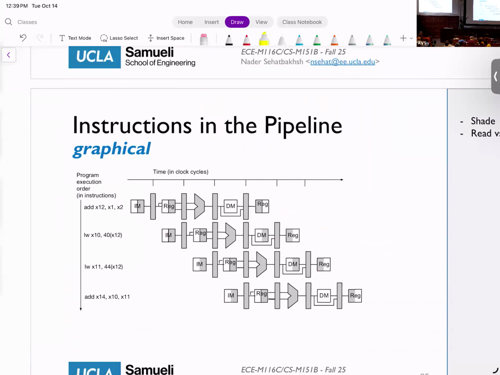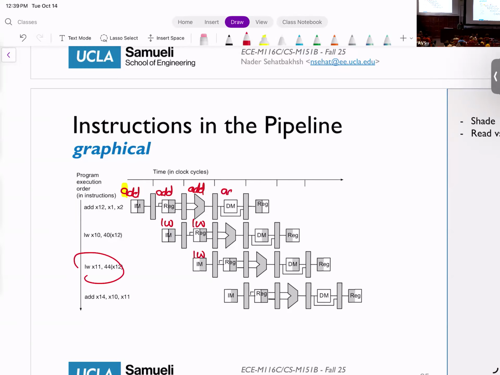And as I said, this is how we graphically show it, right? So add, load word, add I. If I want to show it, it would be this way. So add comes to the instruction memory. Then in the second cycle, add is in the decode stage and load word comes into the instruction memory. Then in the third cycle, add goes to the ALU, load comes to the decode stage, and the new load comes into the instruction memory.